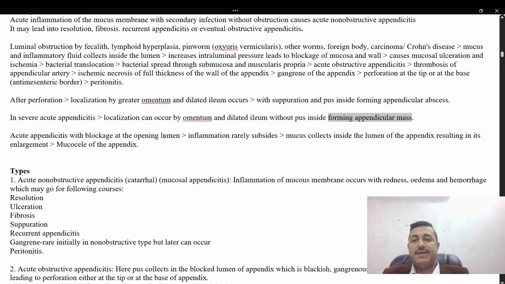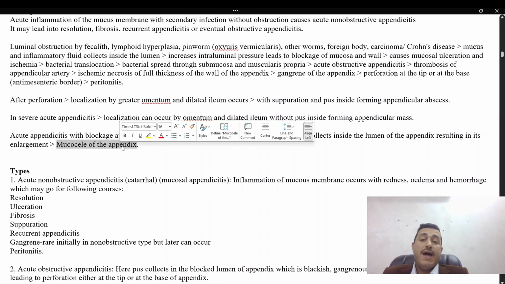Another entity in the pathogenesis is when there is obstruction of the lumen of the appendix, but the inflammation subsided and so the fluid is collecting there. This will lead to what we call the mucocele of the appendix. So we have non-obstructing acute appendicitis, we have obstructing appendicitis, we have appendicular abscess, we have appendicular mass, we have mucocele of the appendix. Some of you will ask, do we have a chronic appendicitis? Yes, we have. We will see later in this lecture.